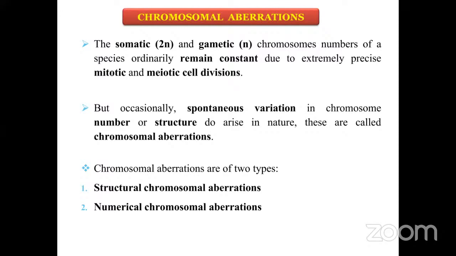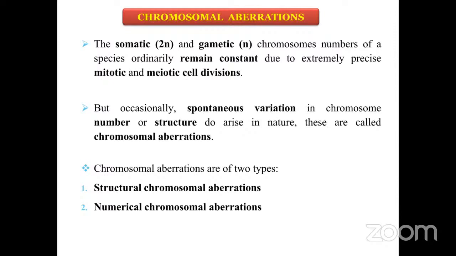So in the case of a human being, as I said, there should be 46 chromosomes at mitotic metaphase. But if you see only 45 or 44, or more than 46, like 47 or 48, that is the abnormality. It will produce an abnormal individual. So that is chromosomal aberrations.